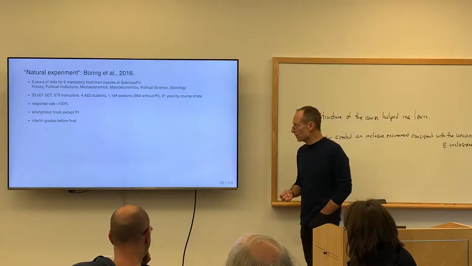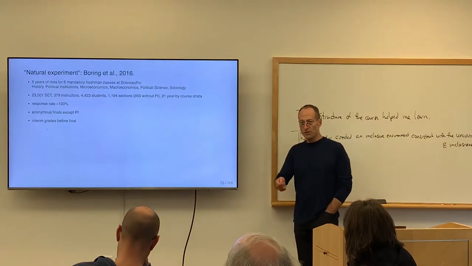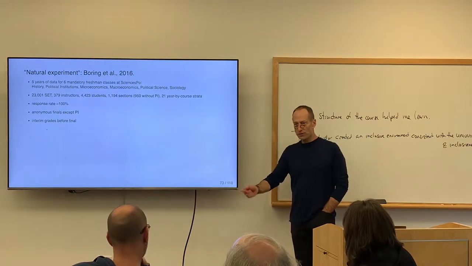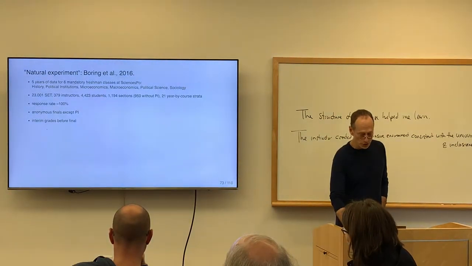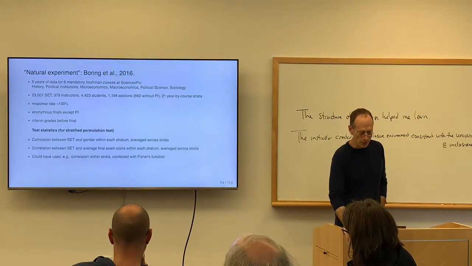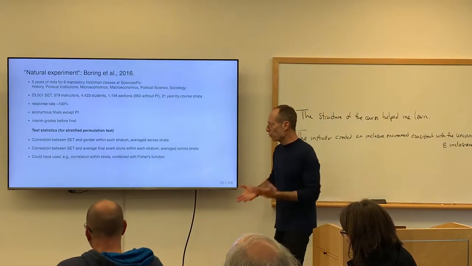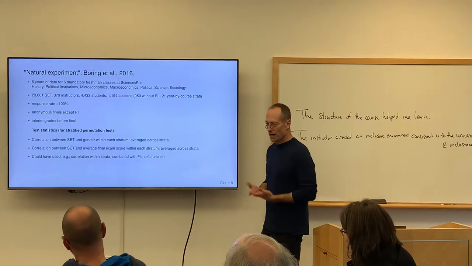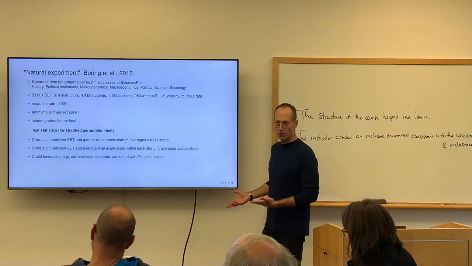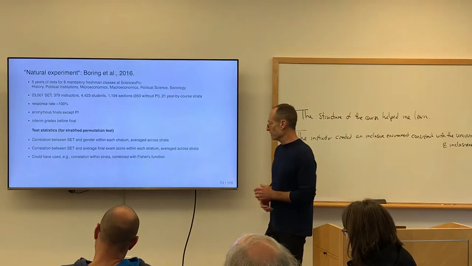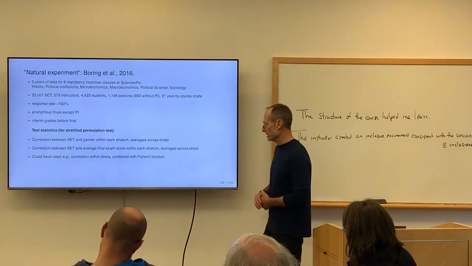An interesting feature is that students get interim grades before the final. So they get their interim grades, they do the student evaluations, and then they take the final exam. So they have very strong grade expectations going into doing the evaluations. And the test statistics we used to look at this were basically the correlation between evaluations and something else within strata, and then averaging those across strata. So this is a way to just try to combine power without mixing strata together.